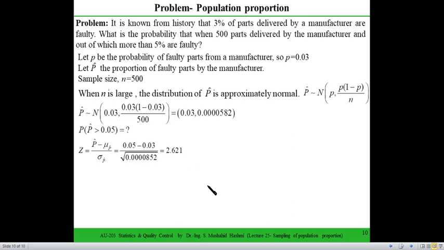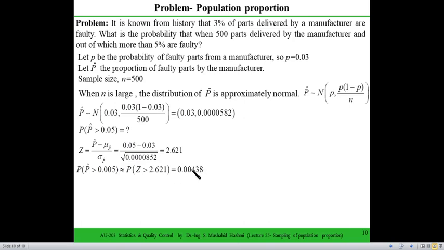So you end up with 2.621, and you know this z value is read from the table. You see that only 0.44% is the probability that 5% of the parts from that manufacturer would be faulty. So it's a very small probability.